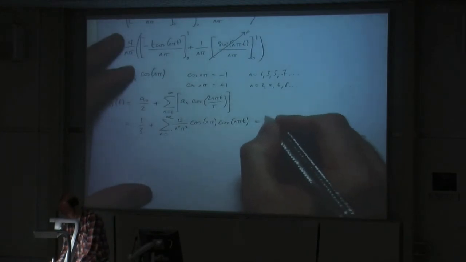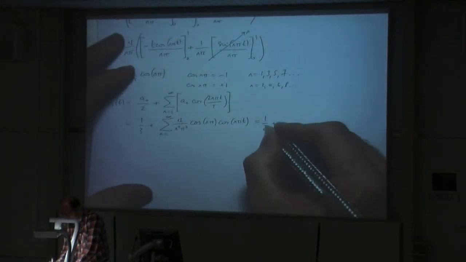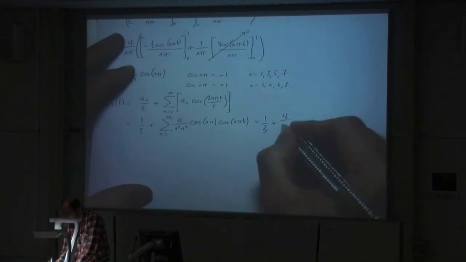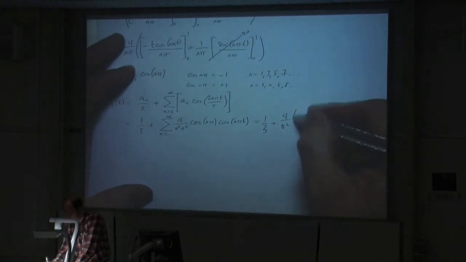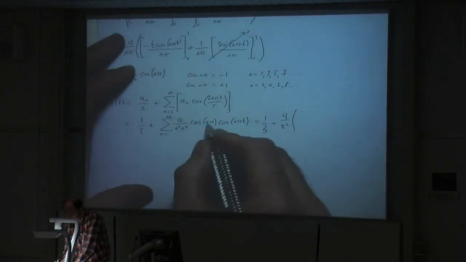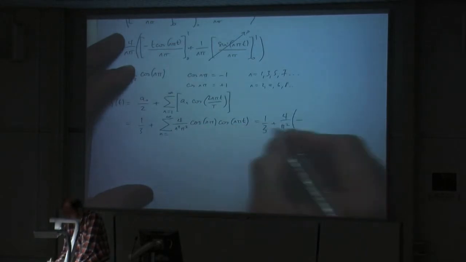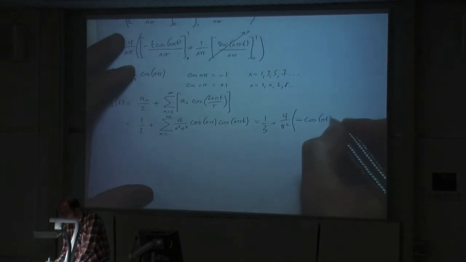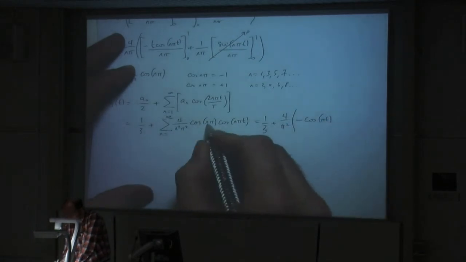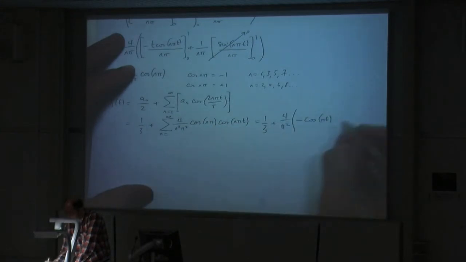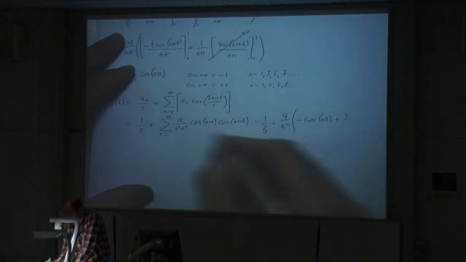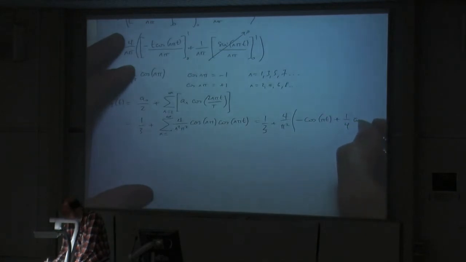And so I could even write this out in long: 1 over 3, plus 4 over pi squared, that's a constant, so that can multiply by the whole lot. When n is 1, we've got cosine of pi, which is minus 1, so we have minus cosine of pi t. When n is 2, we've got cosine of 2 pi, so that's plus 1, so we have plus 1 over, we've got the n squared, so that's 4 cosine of 2 pi t, minus 1/9 cosine of 3 pi t, and so on.